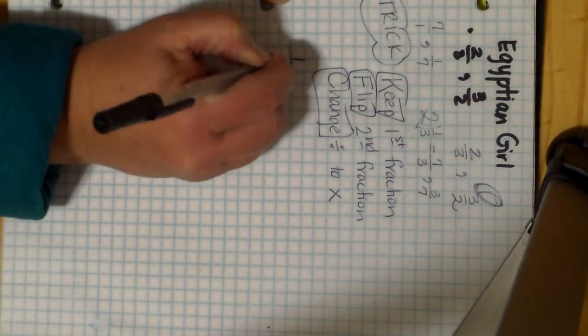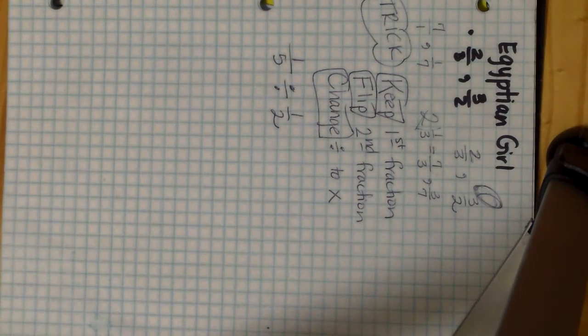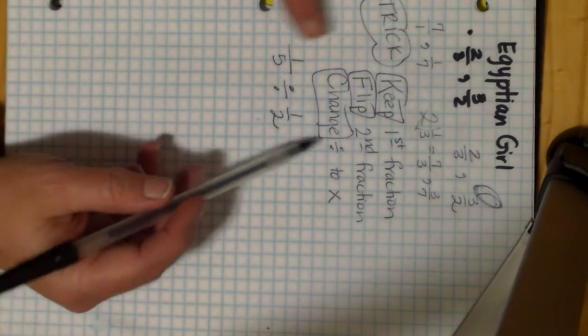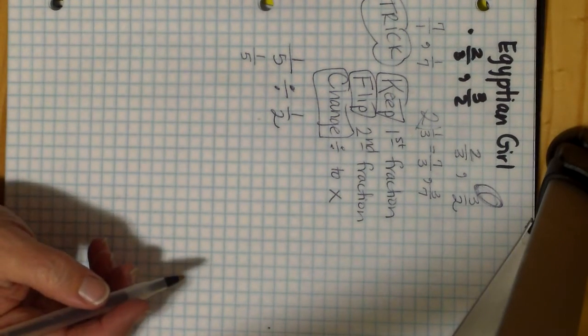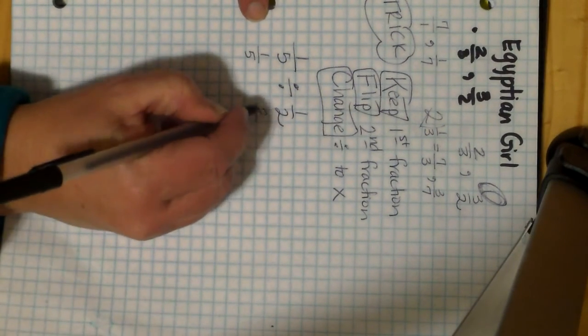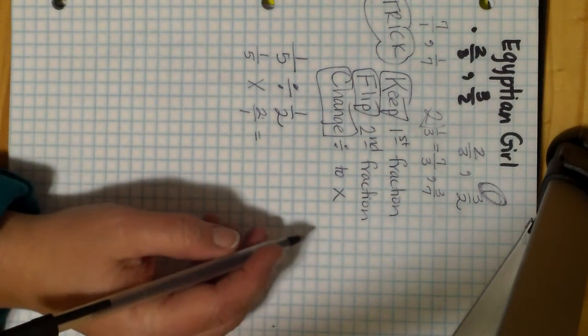So when we look at that, I think the first one was 1/5 divided by 1/2. I can't remember for sure what it was, and I have neglected to bring that paper home. So anyway, 1/5 divided by 1/2. They're already both fractions, which is what we need before we can start doing KFC. I keep the first fraction, 1/5. I write it down just like I see it. Flip the second fraction, so 1/2 becomes 2/1. Change the divide to a multiply. Divide becomes multiply.